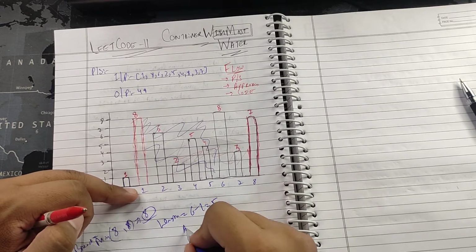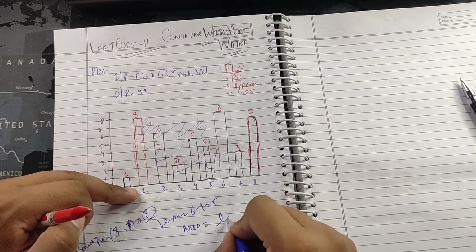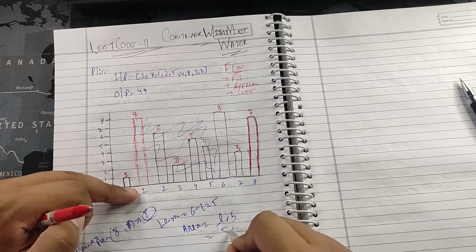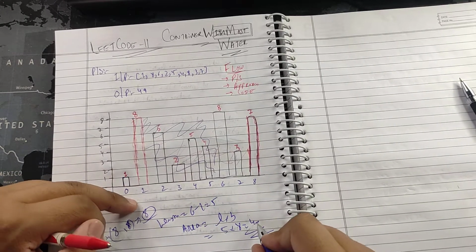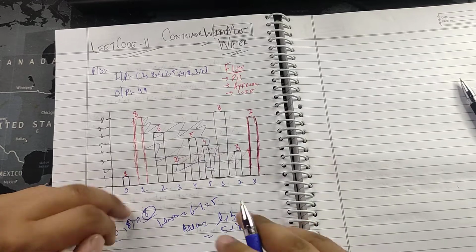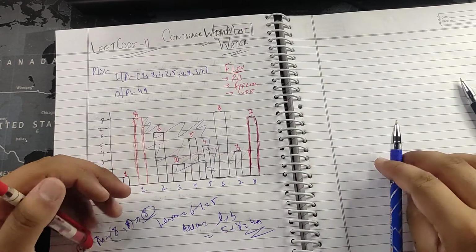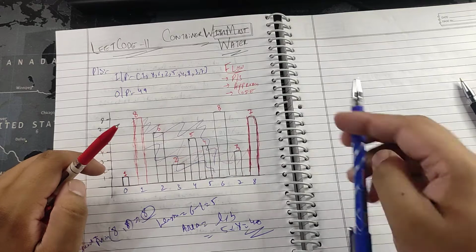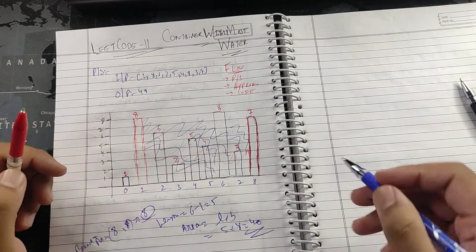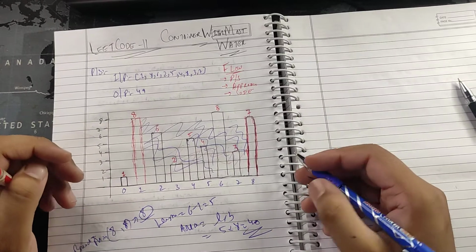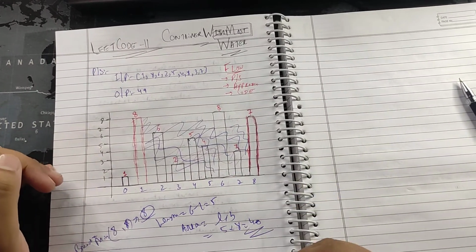Now I will get the area. Area is L into B. Length is 5, breadth is the minimum, which is 8, so the area is 40. Is 40 enough? I will say, okay, we got something, but what if the water is filled till over here? Then what is the length and breadth, and the area which I will get?